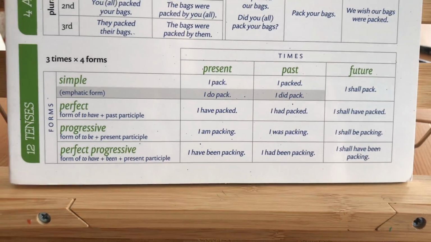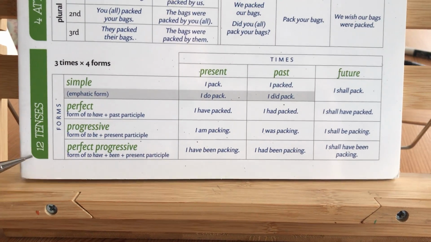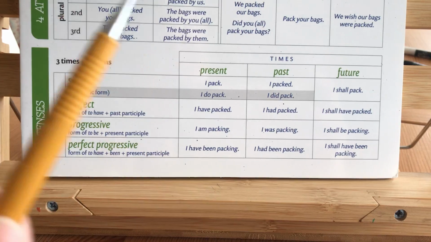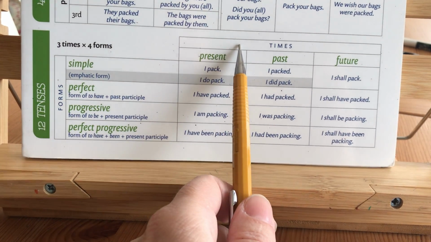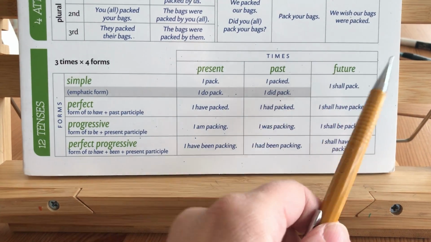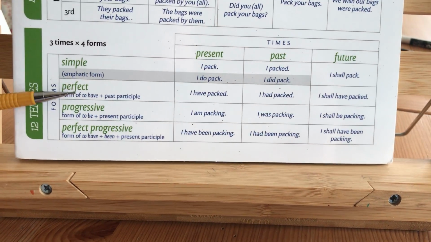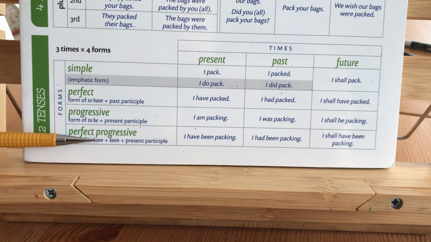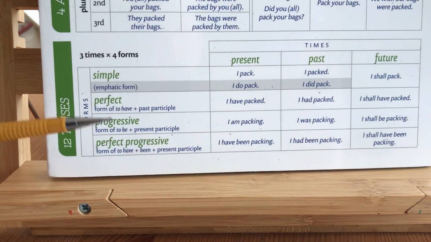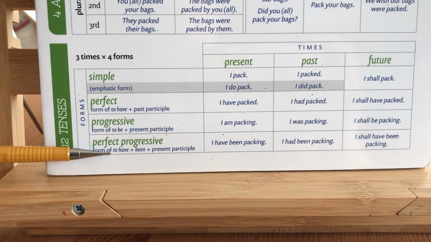All right, let's look at the tenses. There are 12 tenses. The 12 tenses of verbs are formed by combining 3 times. A verb can be present, past, or in the future, by 4 forms. The forms are simple, perfect, progressive, perfect progressive. We like to say that like Elf. Simple, perfect, progressive, like how we did the sentence structures.